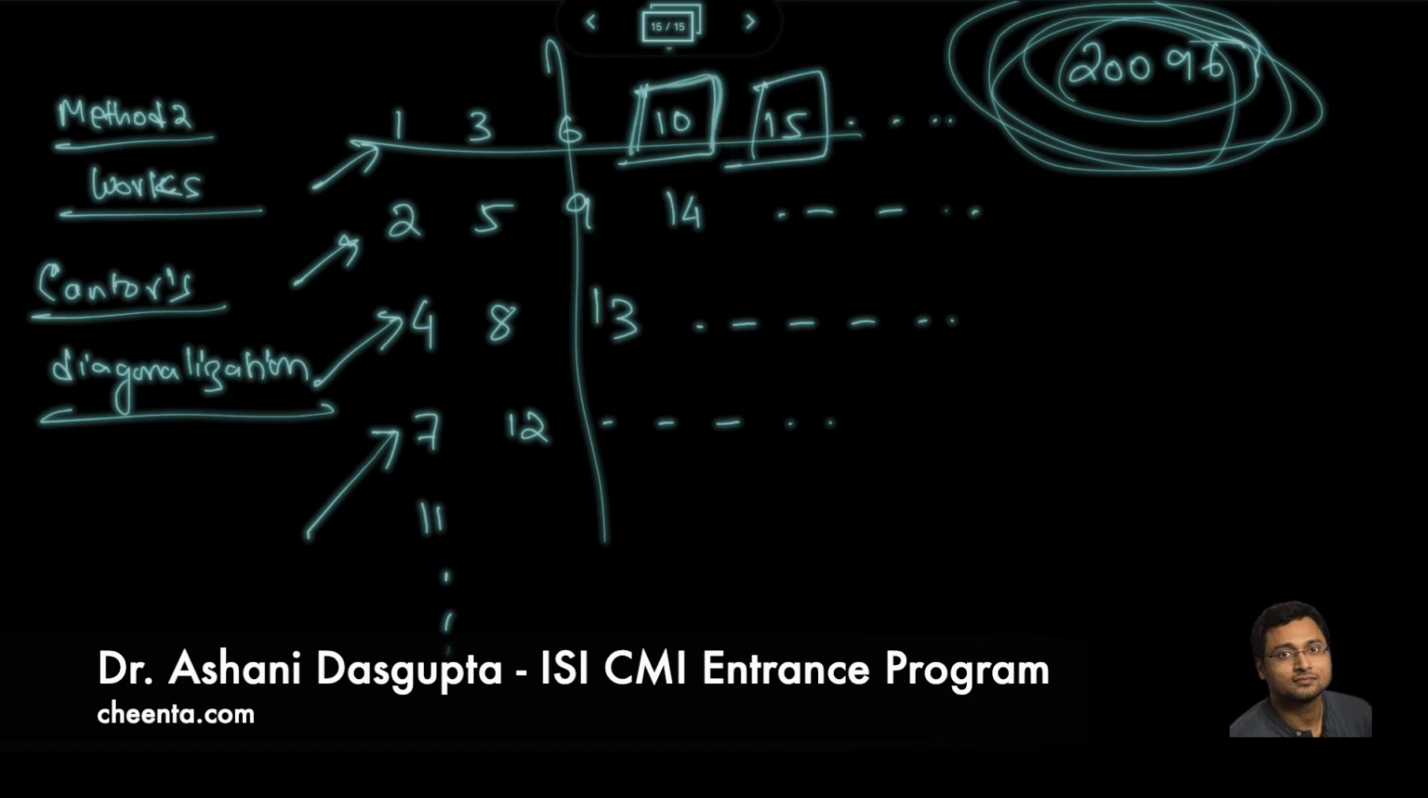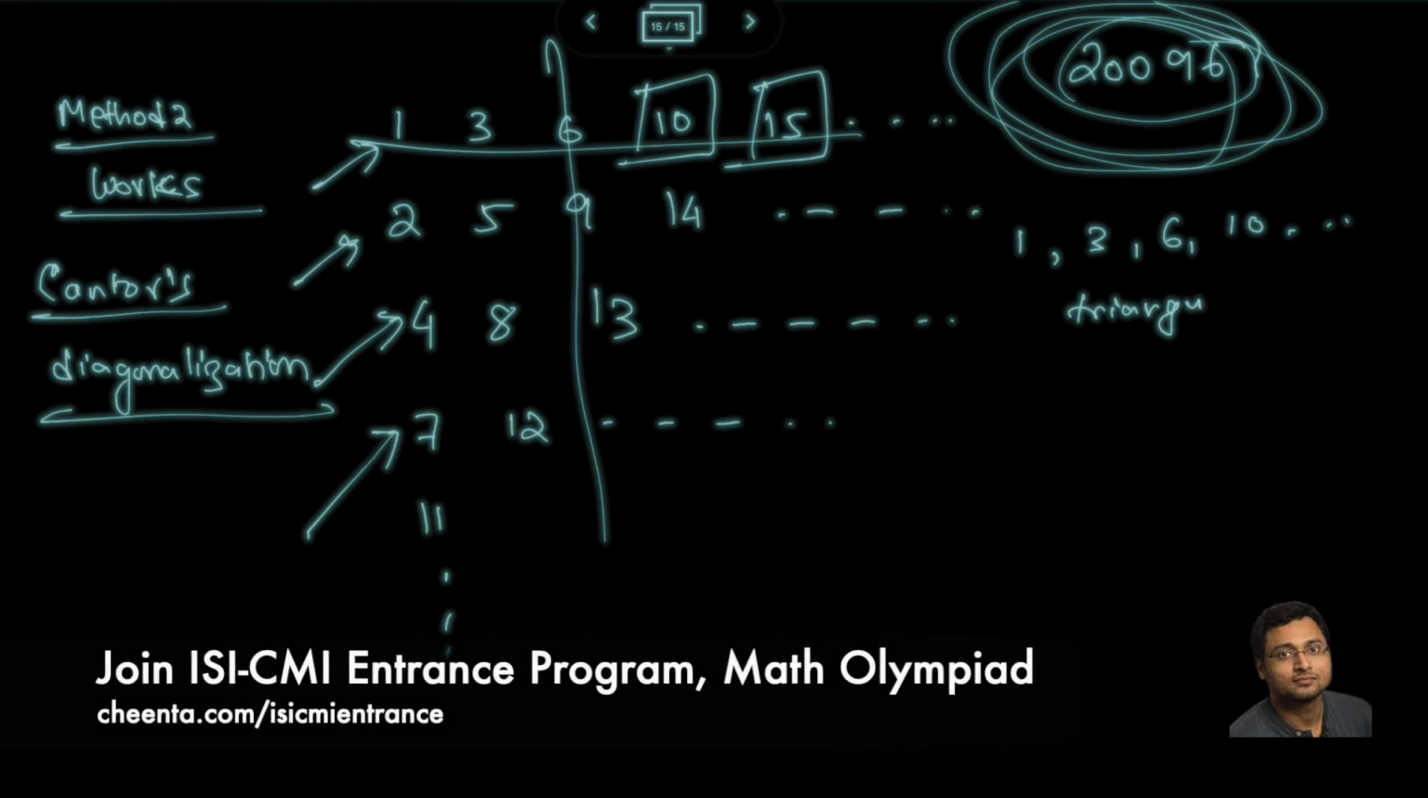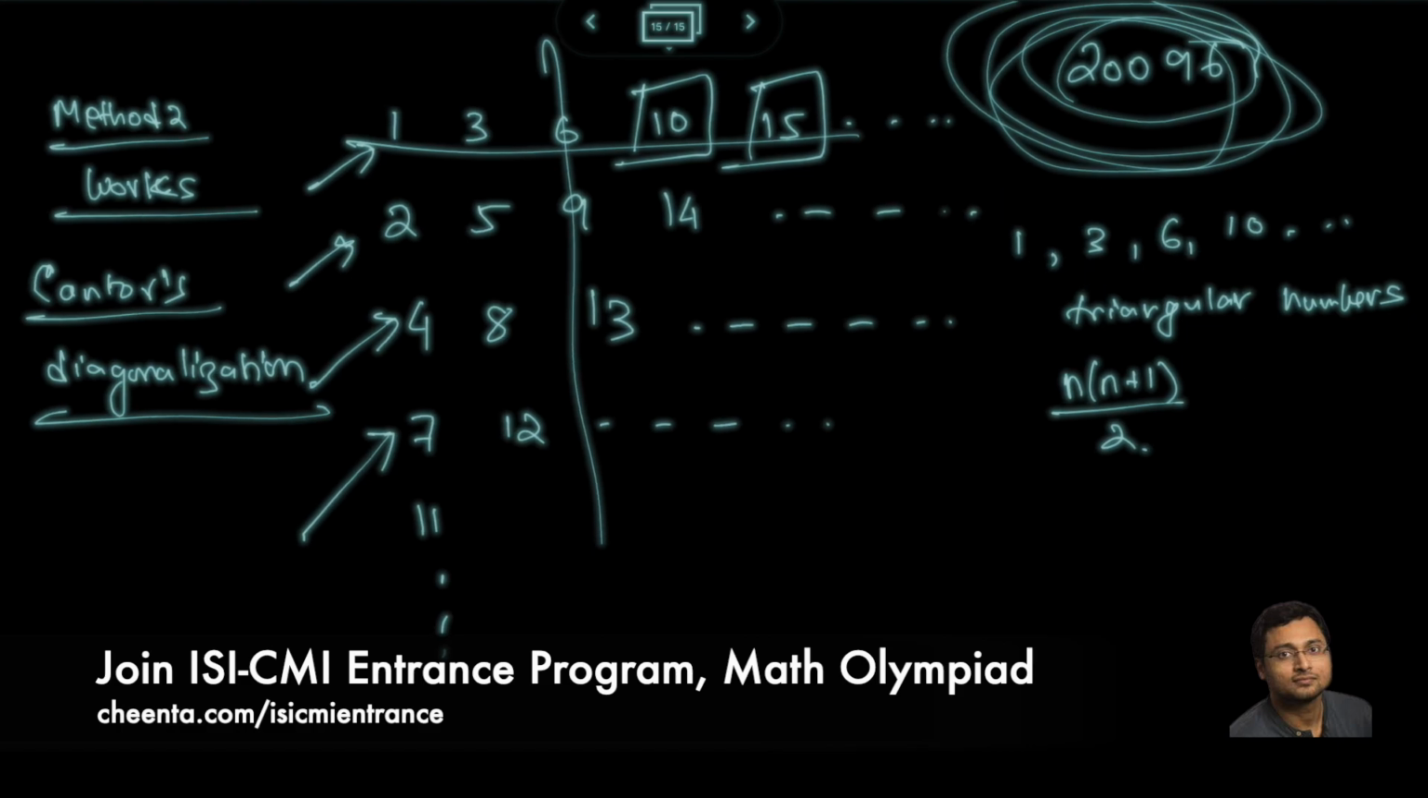Notice that the top numbers are simply the triangular numbers. So 1, 3, 6, 10, these numbers are simply the triangular numbers. That is the numbers of the form n times (n plus 1) divided by 2. You can plug in n equals 1 and check, n equals 2 and check. You will get these numbers. If you plug in n equals 1, you will get the first number. If you plug in n equals 2, you will get the second number and so on. Okay.